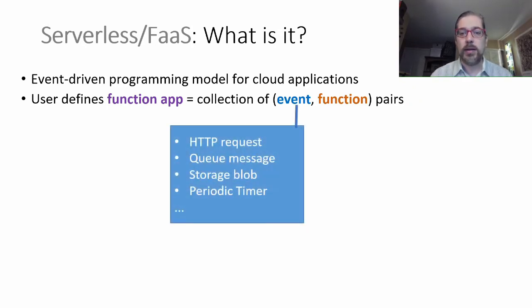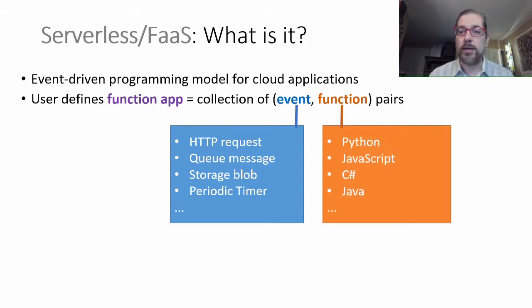The events can be a number of things that happen in your cloud environment, like HTTP requests coming in from some client somewhere, a queue message in some queue service, a storage blob, which is basically a file that was uploaded somewhere. It can also have periodic timers. So the list goes on. And then the function that executes is specified as a piece of code in some language of choice. And the result is obvious. When the event happens, the function should run.